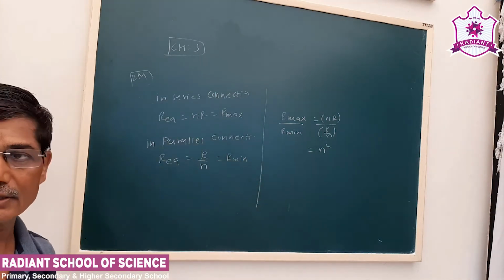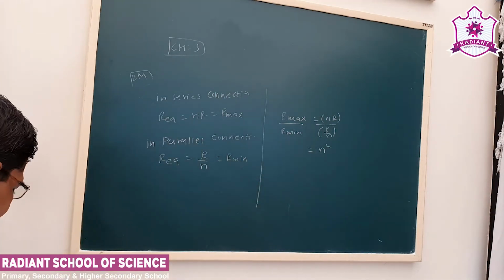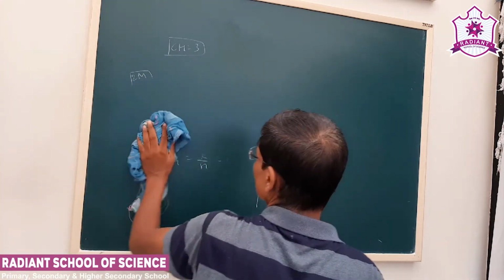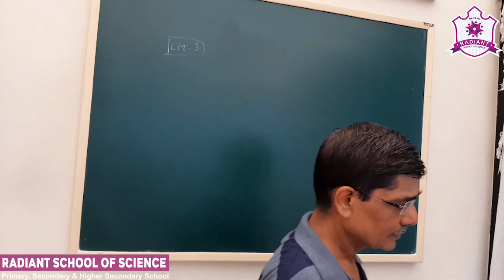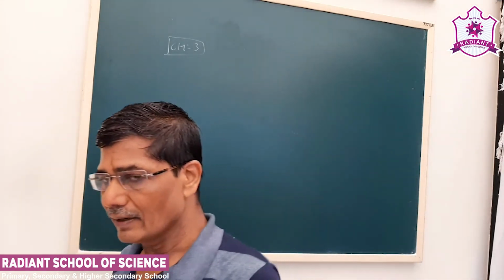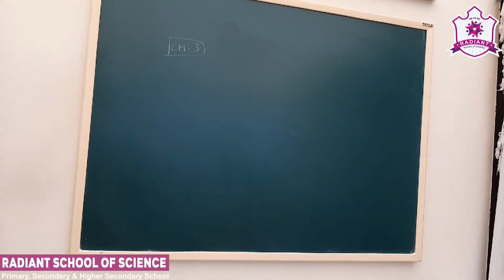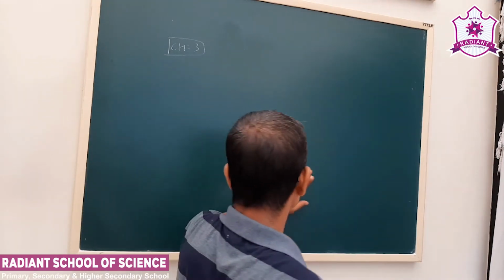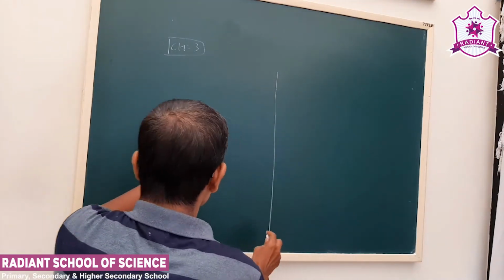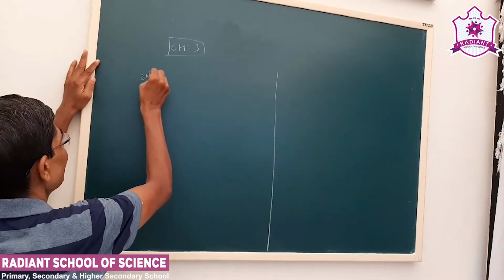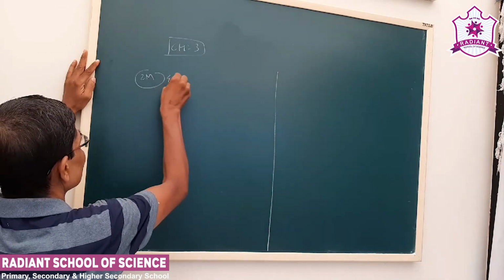So this is about the series and parallel connection of resistors. Now, just now we have seen about the EMF and internal resistance of the cell. Okay. Now, next you have to see the series connection of the cells itself. It can be asked in a 2-mark question. Explain.